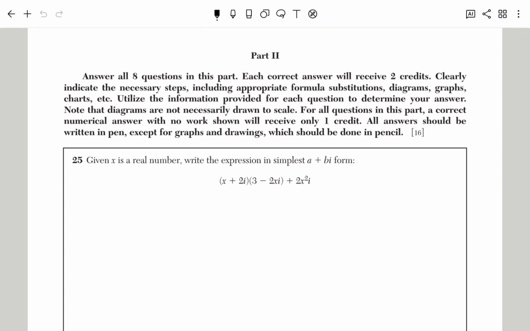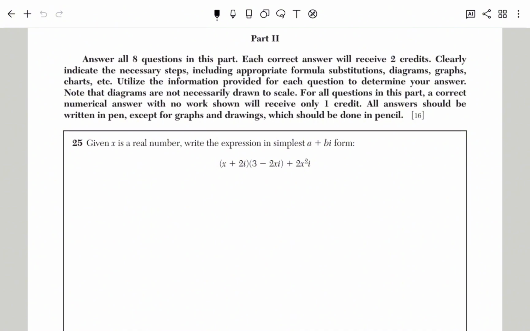So we're going to start with part 2. Part 2 contains 8 questions, and we know that each correct answer will receive 2 credits. You are to use pen for this part. The only things that should be done in pencil are graphs and drawings.